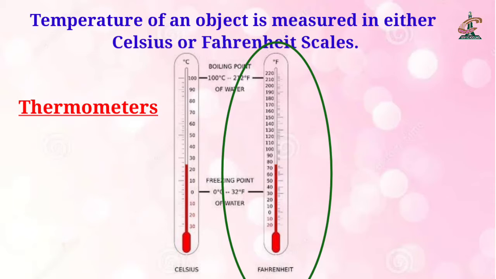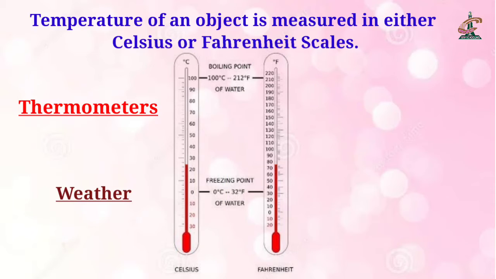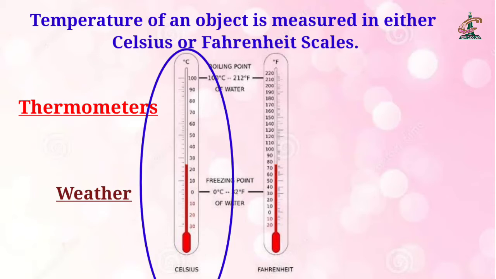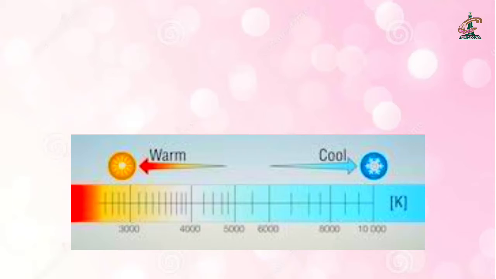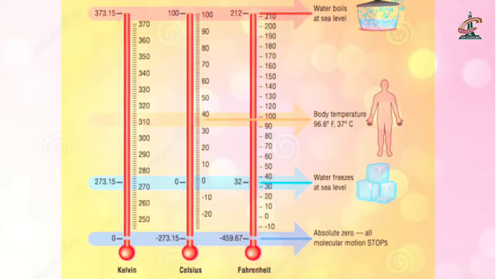Okay? If we talk about weather, so weather is measured in Celsius scale. Okay? There is another scale that is called Kelvin temperature scale, which is only used for scientific work. Okay, it means only scientists use that Kelvin scale. So there are three types of scales: Celsius, Fahrenheit and Kelvin.